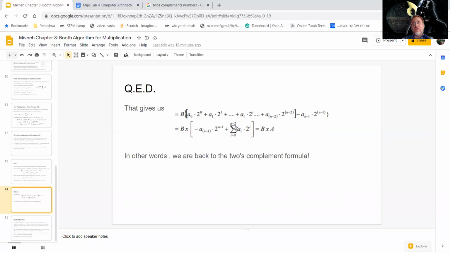So we've proven that Booth is equivalent to the normal formula of 2's complement of B times A. In other words, we are back to the 2's complement formula. So we've shown that it equals. I mean, I didn't go through how I got all these things. You'd have to write it out, you have to process it, and see that this is correct, but it is.